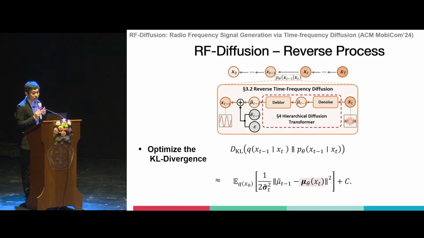In the reverse process, we train a neural network to estimate each reverse step, that is, to predict x_{t-1} from x_t. Formally, we minimize the KL divergence between two transition probabilities. After multiple steps, we can gradually recover the original signal distribution from the whole noise.